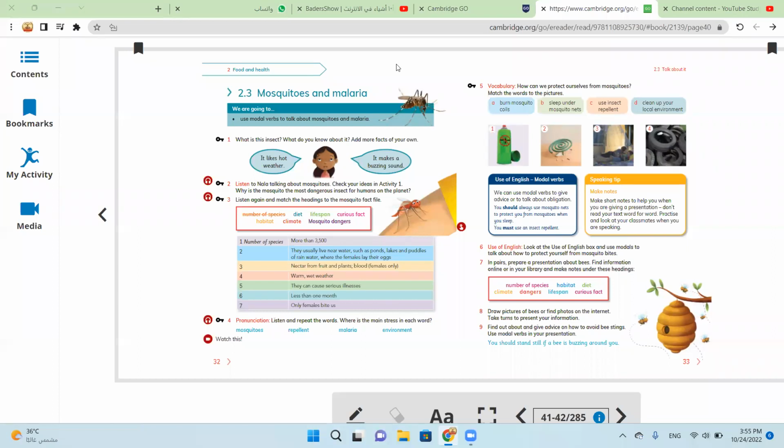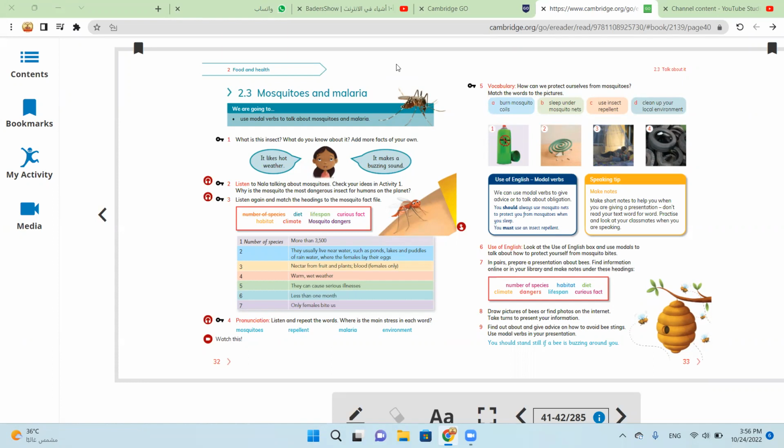Welcome everyone. Today we continue our lessons in Unit 2. Today's lesson is 2.3 Mosquitoes and Malaria. Use the modal verbs to talk about mosquitoes and malaria.